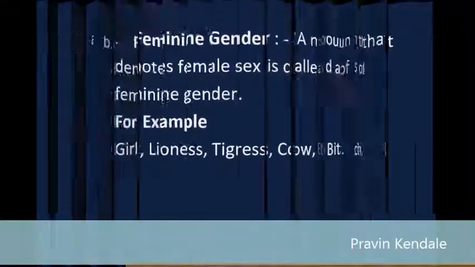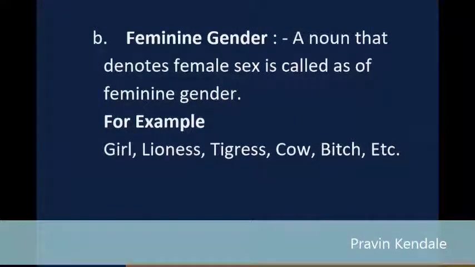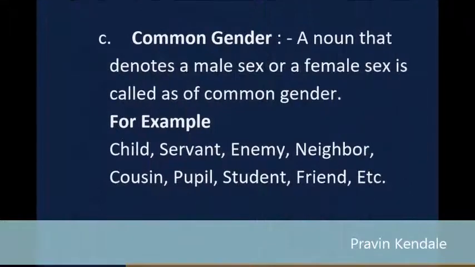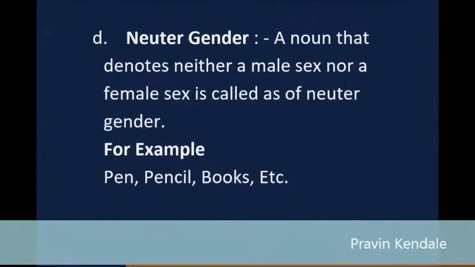B. Feminine gender: a noun that denotes female sex is called of feminine gender. For example, girl, lioness, tigress, cow, bitch, etc. C. Common gender: a noun that denotes a male sex or a female sex is called of common gender. For example, child, servant, enemy, neighbor, cousin, pupil, student, friend, etc. D. Neuter gender: a noun that denotes neither a male sex nor a female sex is called of neuter gender. For example, pen, pencil, books, etc.